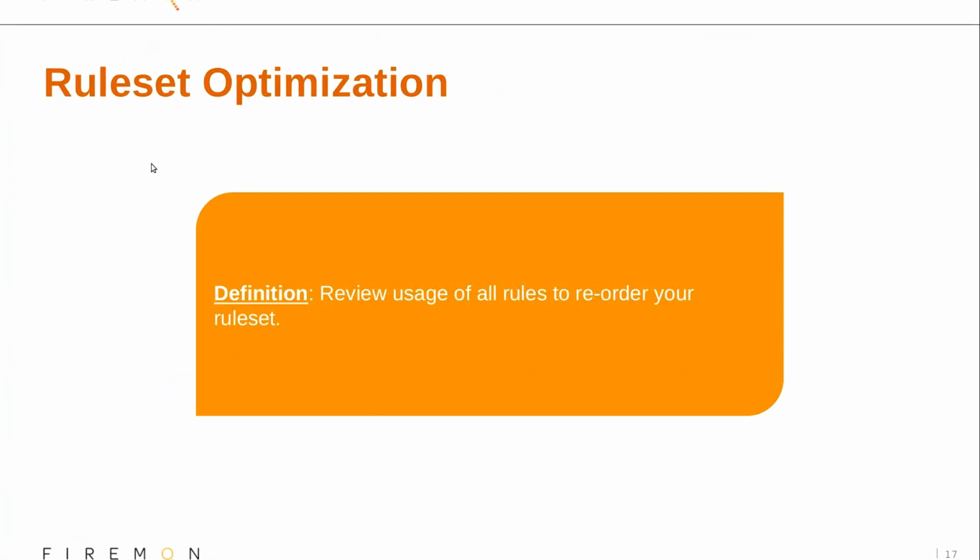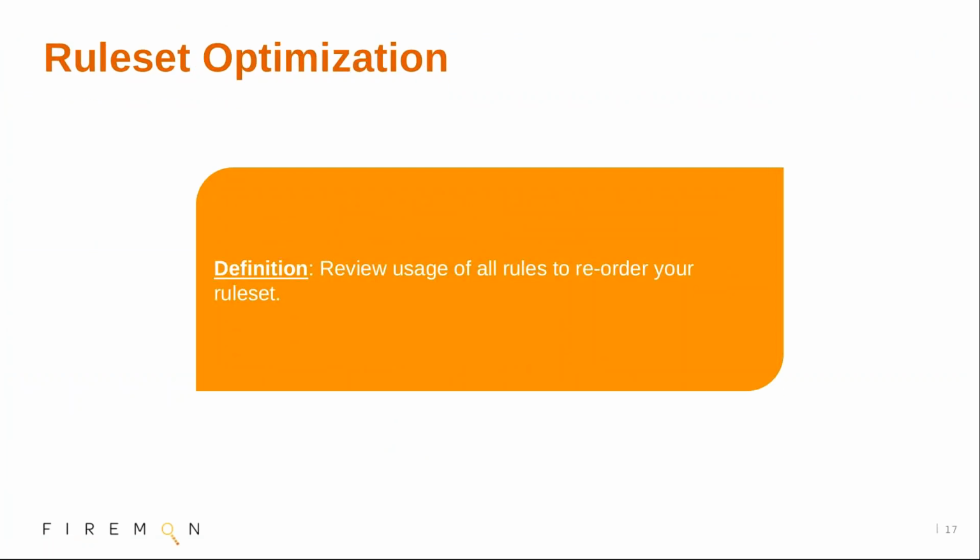So after you've done that, after you've gotten rid of the redundant rules and the shadowed rules have been moved around, and you've gotten rid of objects that don't have any usage, and you've modified your traffic flow to get rid of overly permissive rules, and you've consolidated any rules that you can, the last step here is rule set optimization. So what we mean by that is you can look at the usage of all the rules on your firewall, and then you can reorder them to make sure that the rules that are getting the most usage appear toward the top of your firewall rule base.